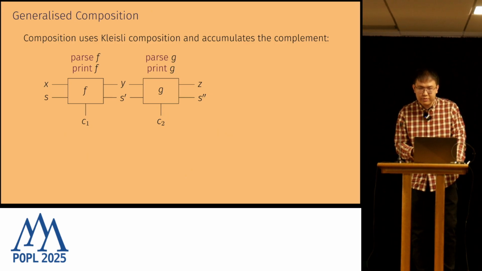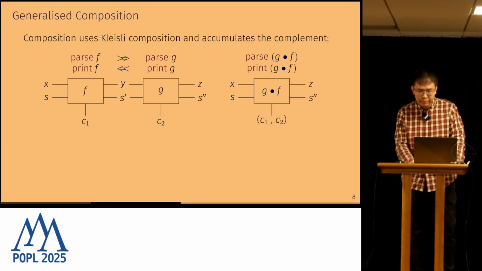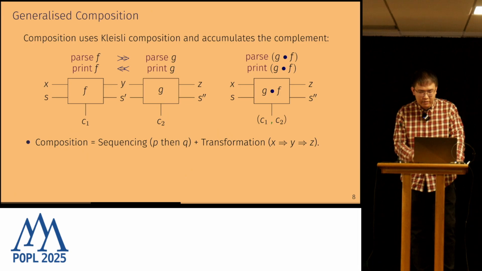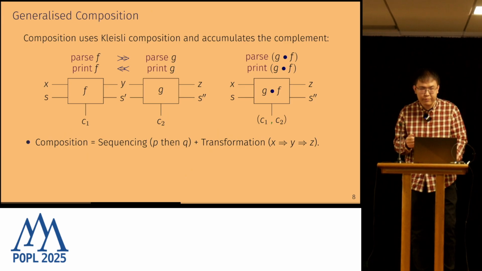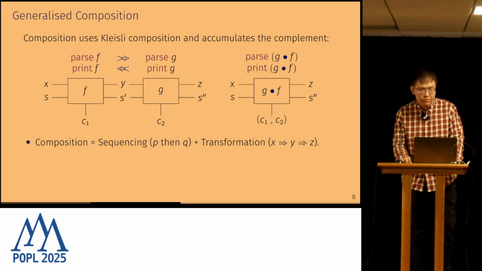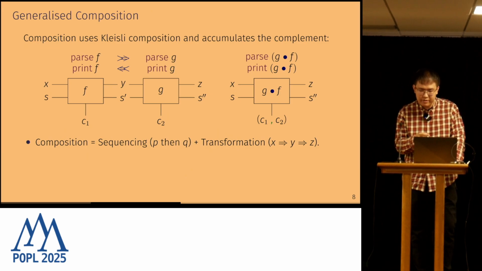The second thing to be generalized is the composition of lenses. Because we introduced the P monad into biparsers, we change from pure function composition into Kleisli composition of Kleisli arrows. So we see that the complement is accumulated. And the composition here actually combines two aspects. First is sequencing for the parser and printer effect, which is the P then Q structure. And it also has the piping structure for transformation. The first transformation is from X to Y, and the second is Y to Z. So the combined thing is from X to Z.